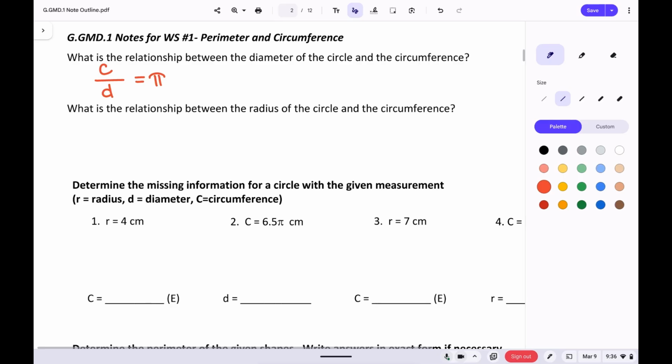Now we're talking about circumference here today, and there's a formula for circumference. If I wanted to solve what I just wrote up there for the C, what would I need to do?